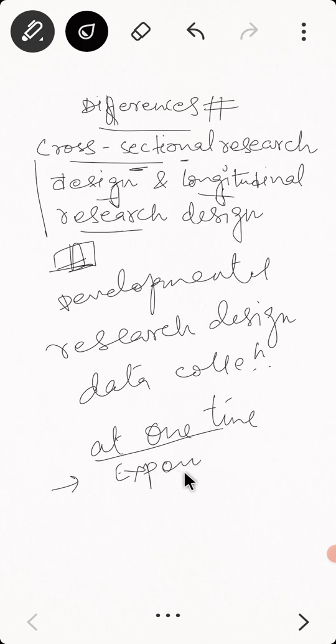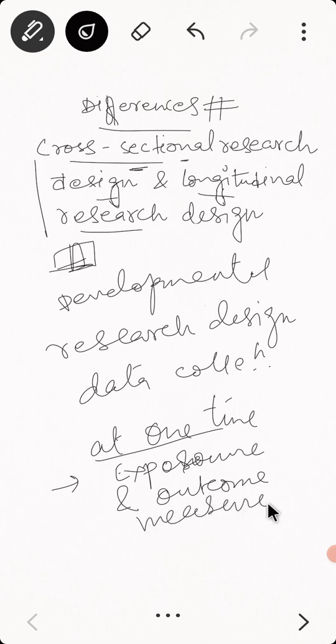Exposure and outcome measure of any intervention can take place in one time only in case of cross-sectional research design. But what happens in longitudinal research design? Data collection takes place more than one time from the same individual. Data collection is taken by the researcher more than one time from the same individual.